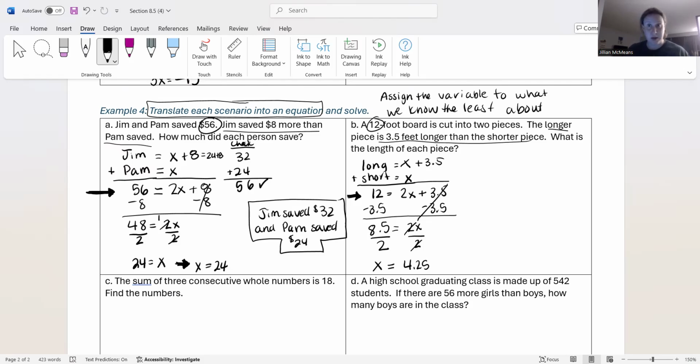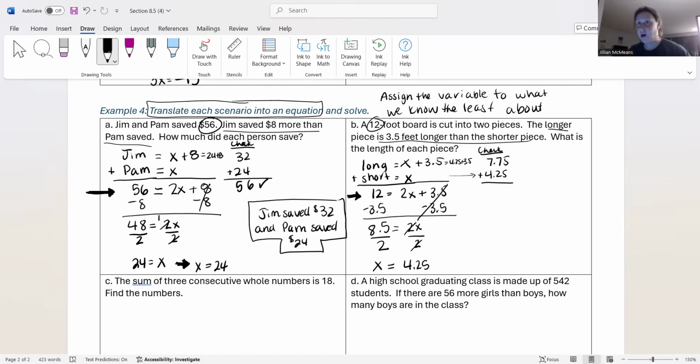And you are not done yet. Yes, you have solved the equation, but you have not answered the question. So let's go up here and just do some checking. We're going to check our work. We know that x is 4.25. We know that x plus 3.5 is going to have to be 4.25 plus 3.5, which is going to be 7.75. So that tells me the length of the longer piece of this board is going to be 7.75 feet long. The smaller piece is 4.25 feet long.